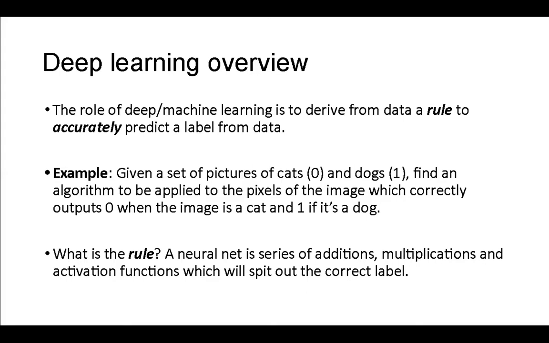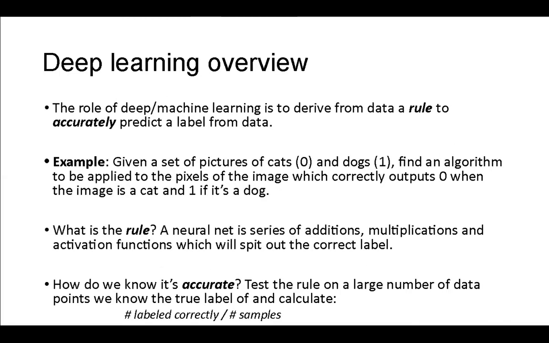I talked about the concept of a rule. What is the rule here? The rule is just the neural network, which is essentially a series of additions, multiplications, and usually nonlinear activation functions, which help us spit out the correct label.